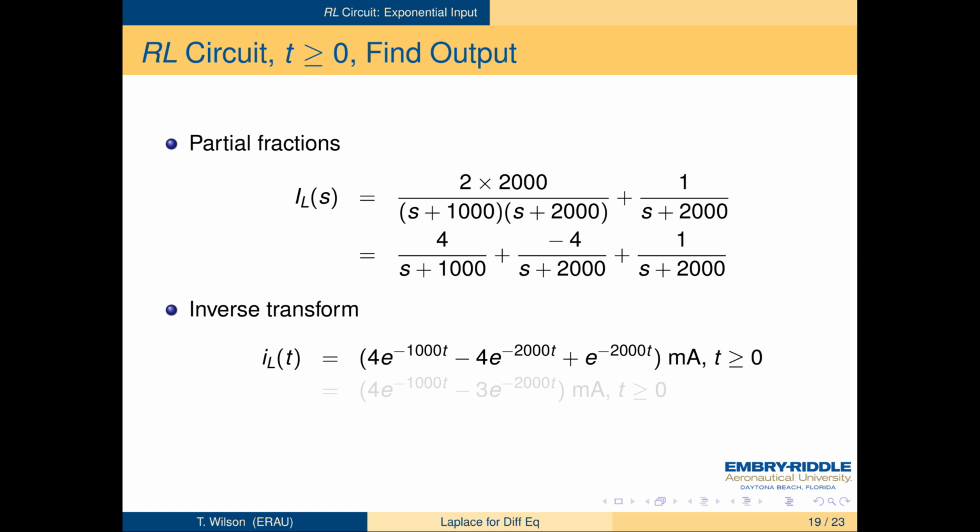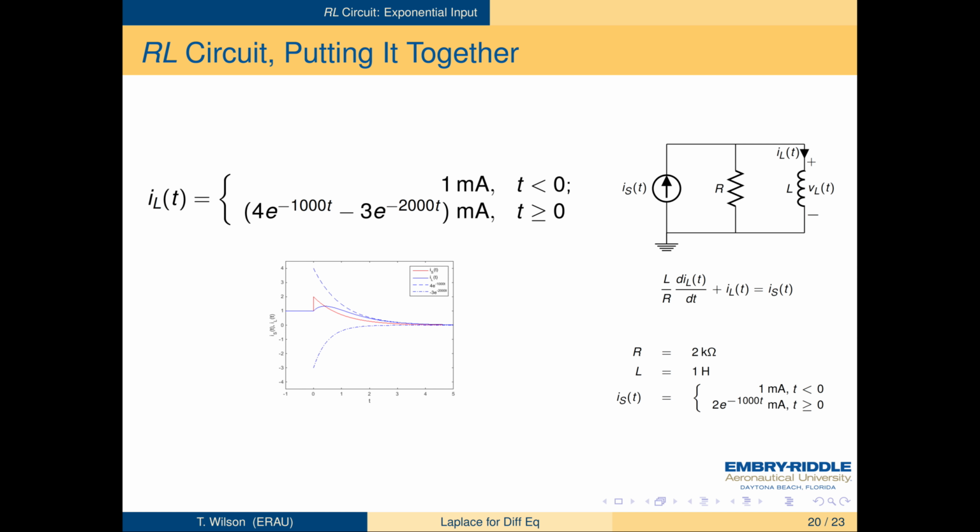We inverse transform term by term to find I sub L of t is 4 times e to the minus 1000t minus 4 times e to the minus 2000t plus e to the minus 2000t for t greater than or equal to 0, which simplifies to 4 e to the minus 1000t minus 3 e to the minus 2000t. The current is in milliamps. We put this together with the result for t less than 0. The result has to be expressed piecewise using the two different cases of t less than 0 and t greater than or equal to 0.